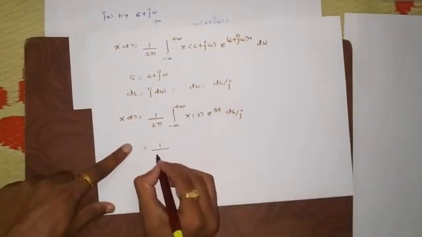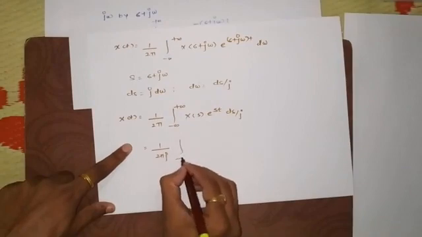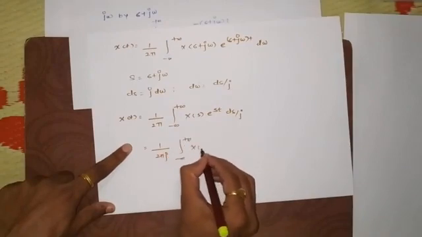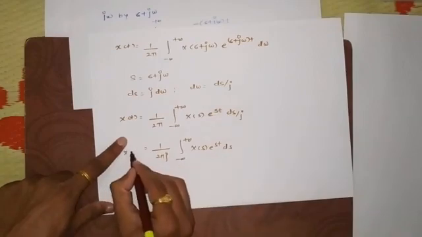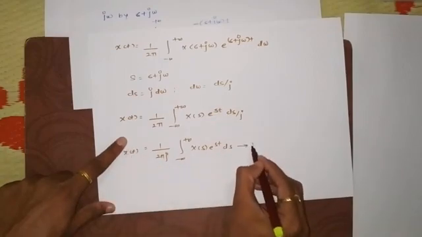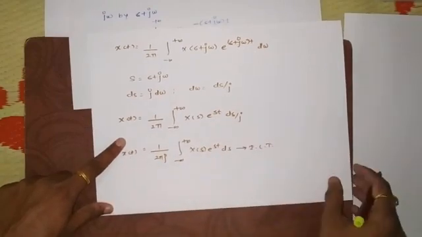Finally we'll get this equation: 1 by 2 pi j, this is our integration X of s e raised to st into ds. So this equation is known as the inverse Laplace transform equation.